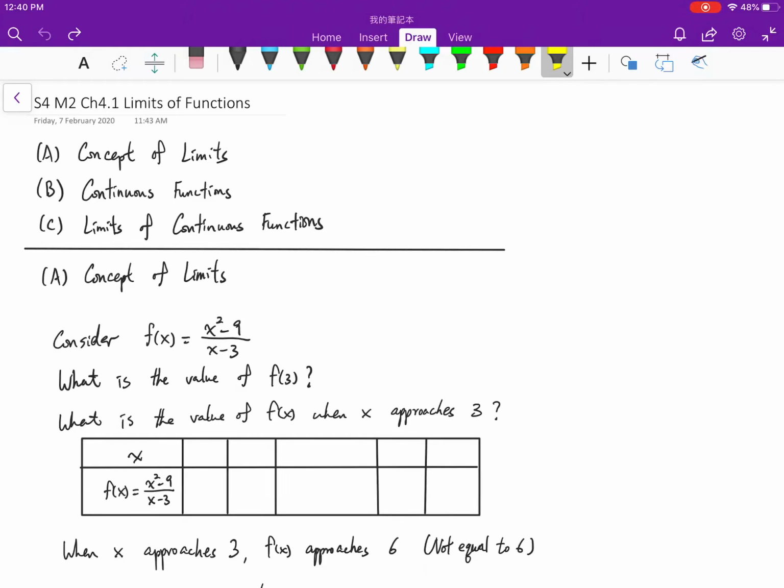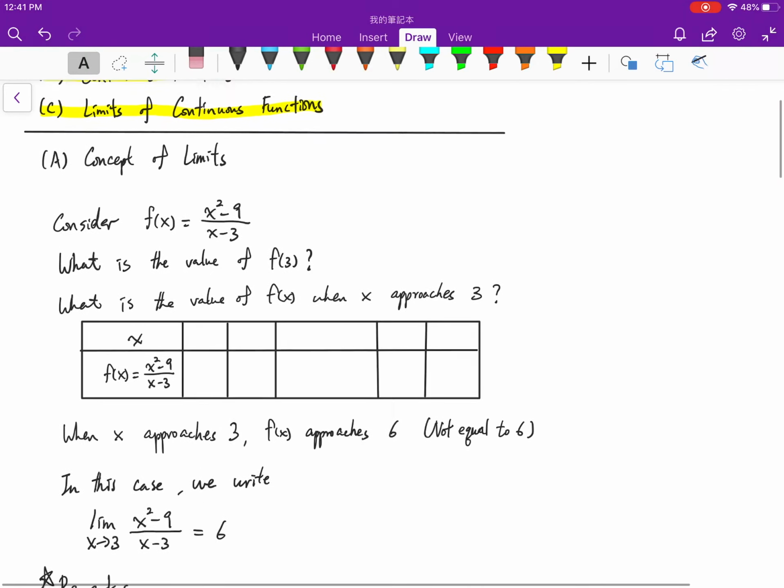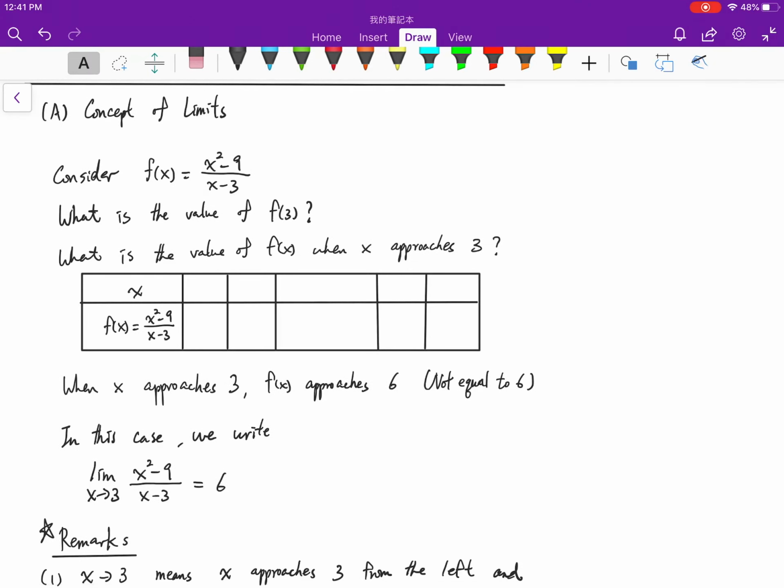Chapter 4.1 consists of 5 parts, and in this video I will only focus on the first 3, which are concepts of limit, continuous functions, and the limits of continuous functions. Let's look at the concept of limits first.